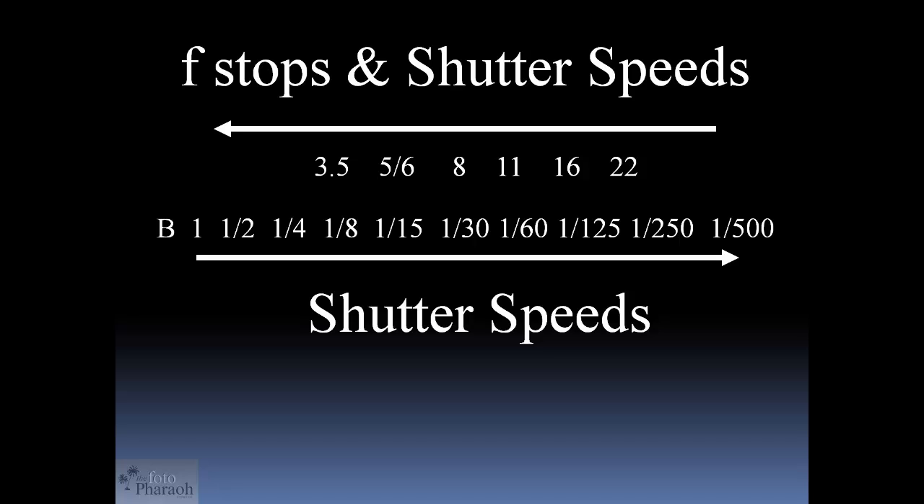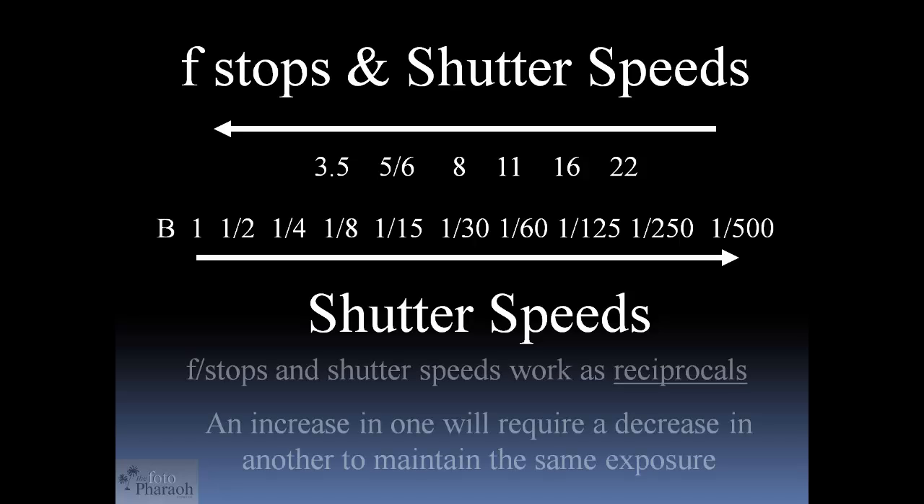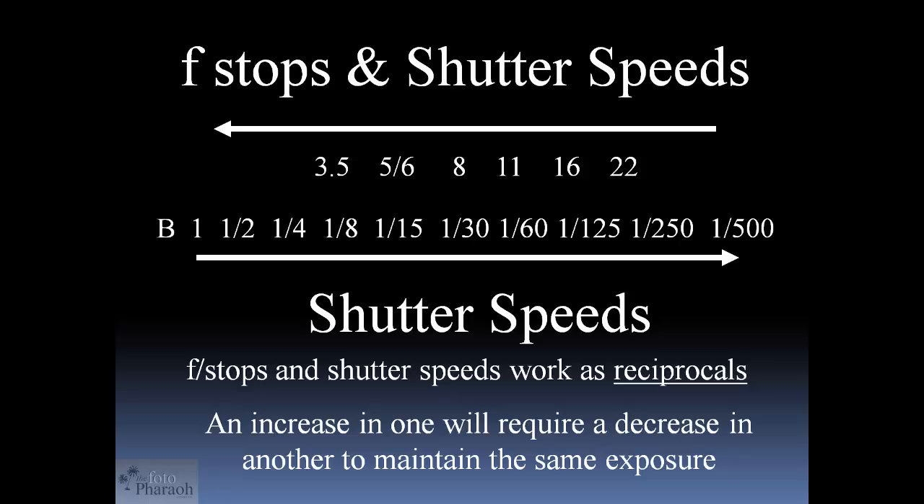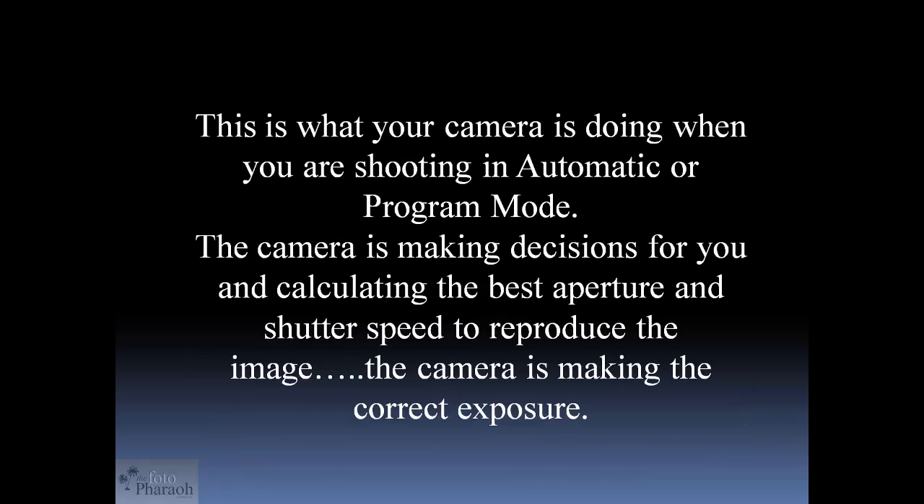So shutter speeds and f-stops work as reciprocals. When you have the right combination of numbers dialed into your camera to make a correct exposure, they have a reciprocal value. In other words, an increase in one will require a decrease in another to maintain the same amount of light hitting the sensor.